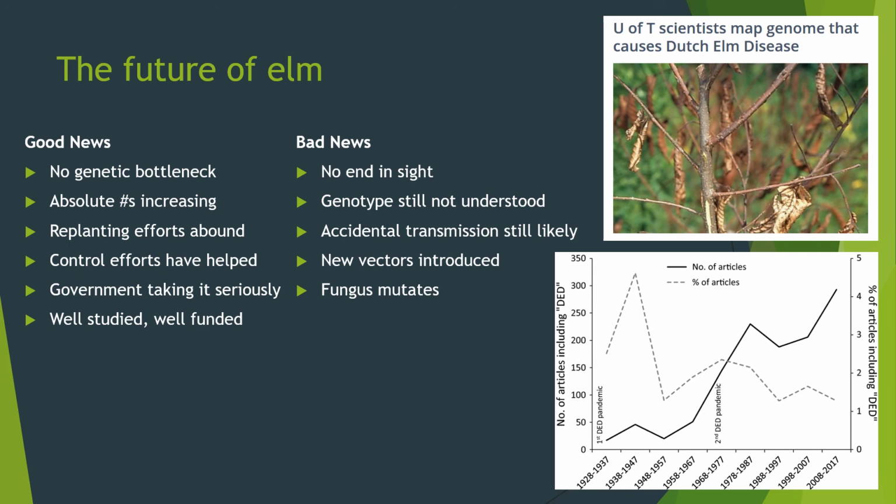The bad news, however, is that we haven't figured out a way to stop it or cure it effectively. We don't understand the genotype of the elm trees themselves, so we don't really know. Even though we can breed resistant trees, we don't know what the gene is that's causing that resistance. Accidental transmission is still highly likely as lumber is shipped internationally. New vectors are constantly being introduced. New beetles are arriving around the world. And unfortunately, the fungus mutates rapidly, so even the resistant species we have bred ultimately may prove to be susceptible to a future mutation.